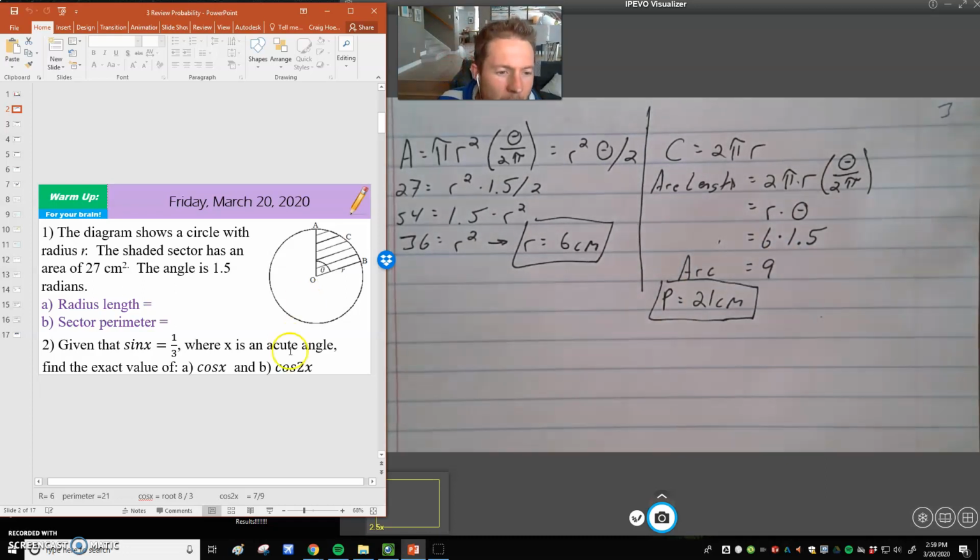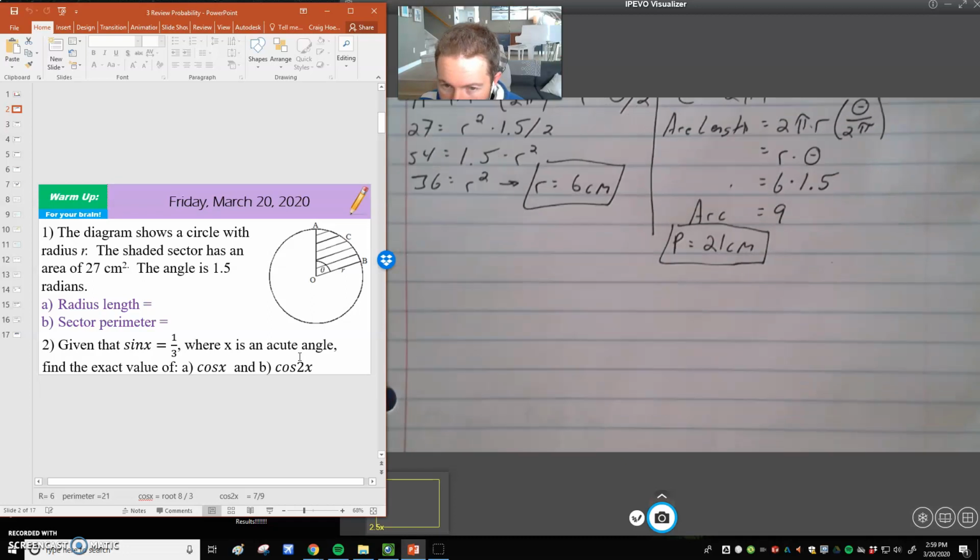All right, let's dive into the second one. Given the sine is 1/3, where x is an acute angle, find the exact value of cosine x and cosine 2x. Okay, now there's two paths for this sort of question, and I'm on board with you doing either, really whatever works better for you.